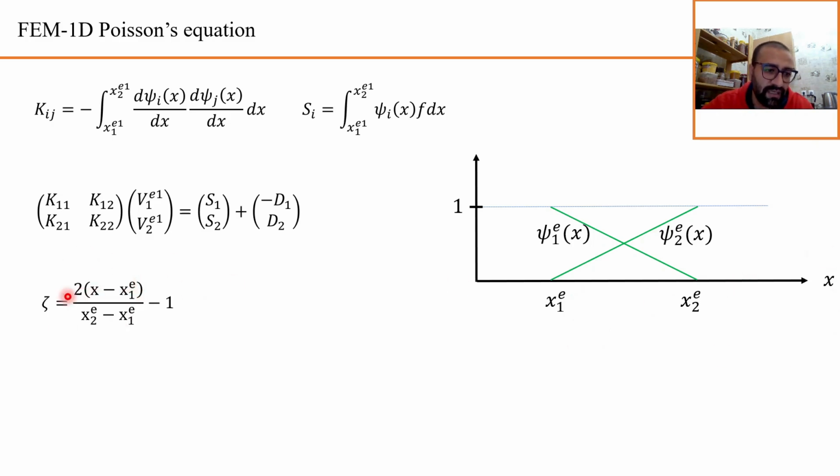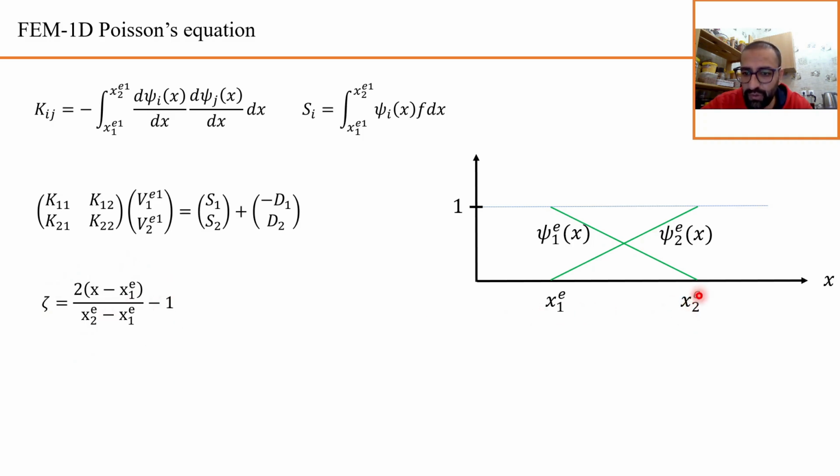We define this normalized coordinate as zeta equals 2 times (x minus x1) divided by (x2 minus x1), minus 1. We can see that if we substitute x1 in this new coordinate, zeta will be minus 1, because x minus x1 will be 0. This term is 0, and what is left will be minus 1.